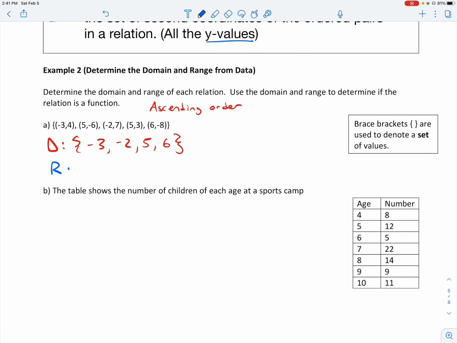The range, this is all my y values. So I'm going to be looking at the y values now. We're going to write them in ascending order also. So we'll go with the smallest one, looks like -8. Then we have -6. So that's those two. And then we could do 3 and then 4 and then 7. So 3, 4, 7.